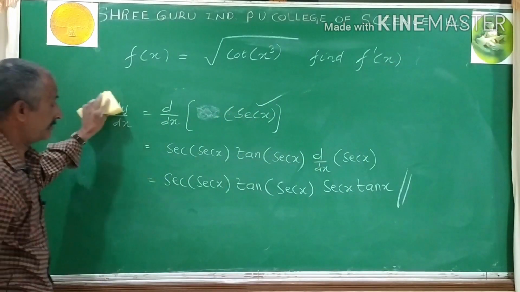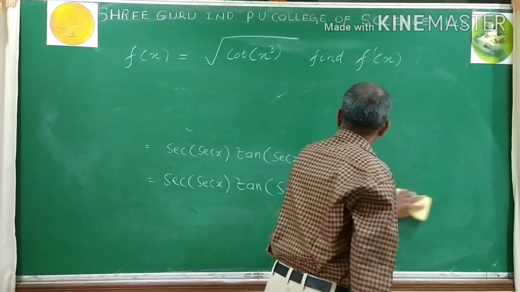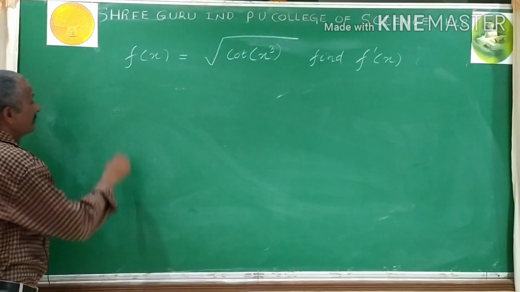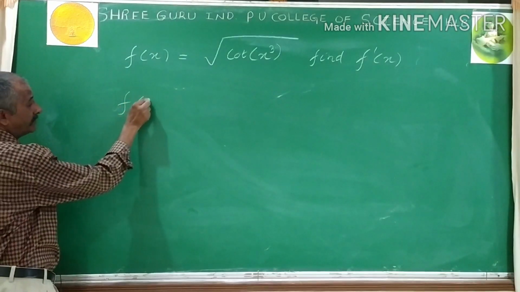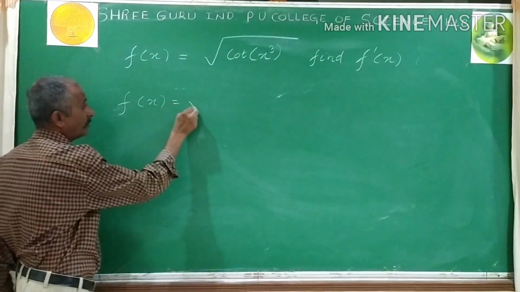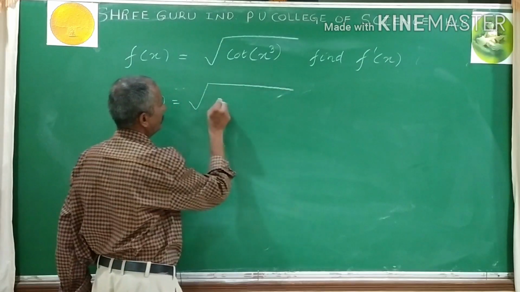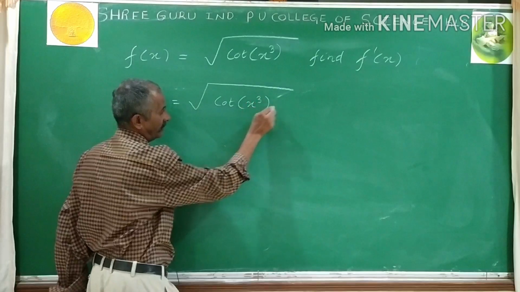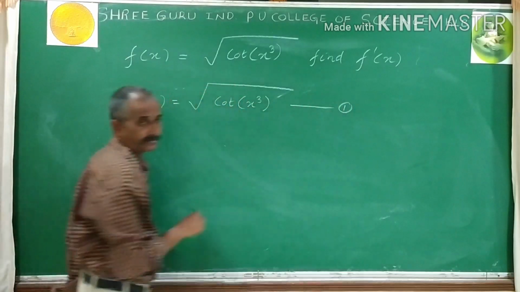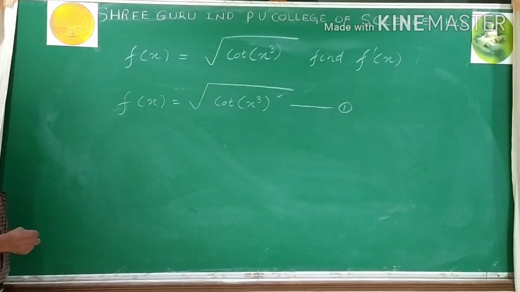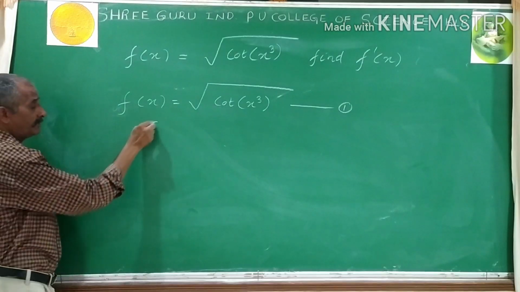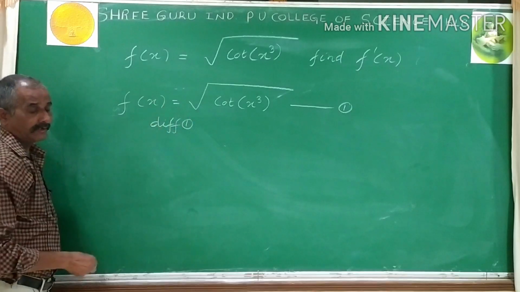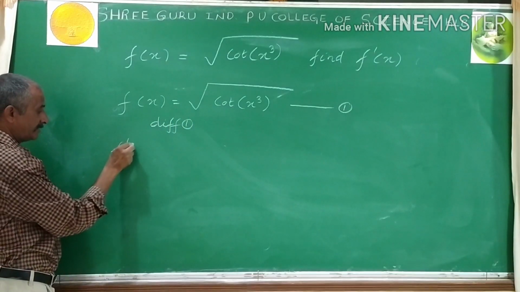Right, solution. Consider the given function. The given function is f of x equals square root of cot of x cube. Call it 1. Now differentiating 1 with respect to x, left side f dash x.